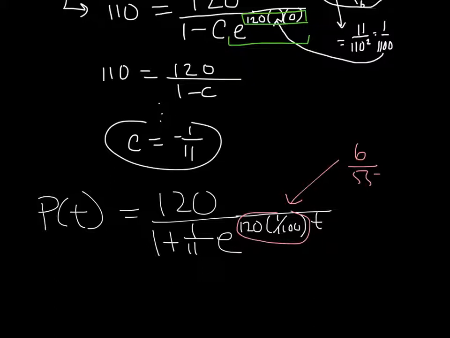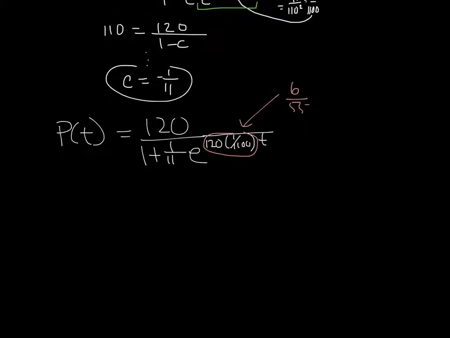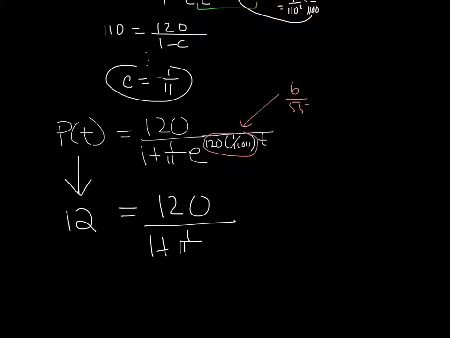Okay, so we're almost finished here. So let's just move this up. And there we go. Okay, so the question is, when do we get 10% of our threshold population, which we found out in the beginning, which was 12. So we want to set that equal to 12. So 120 over 1 plus 1 over 11 e to the negative 6 over 55 times t.